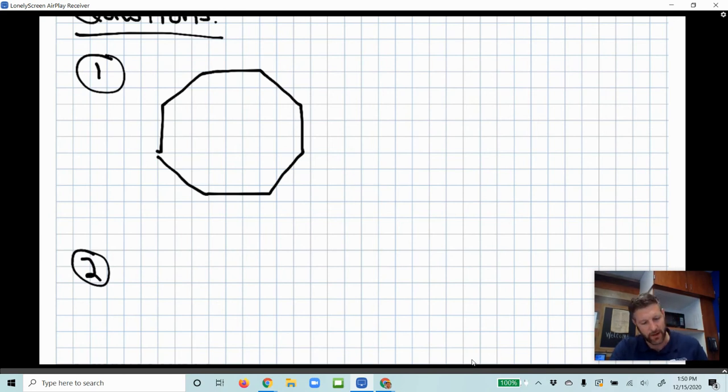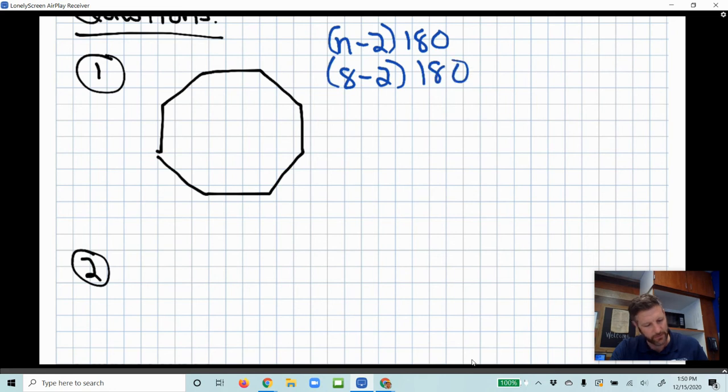So the sum is found by doing our formula, n minus 2 times 180. In an octagon, we have 8 sides, so n equals 8. We're going to do 8 minus 2, which is 6, times 180. Alrighty, and so what's 6 times 180?